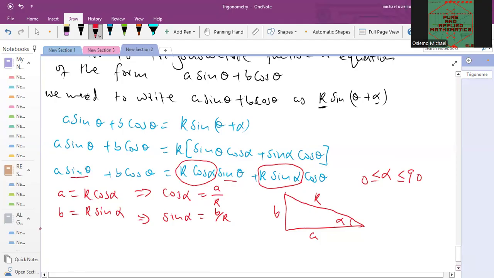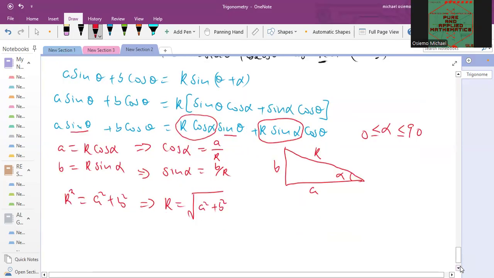So this tells us that r squared is equal to a squared plus b squared, implying that r is equal to the square root of a squared plus b squared.